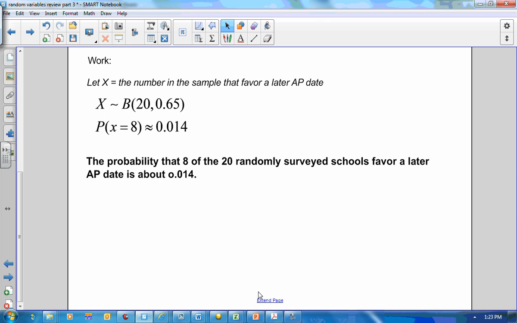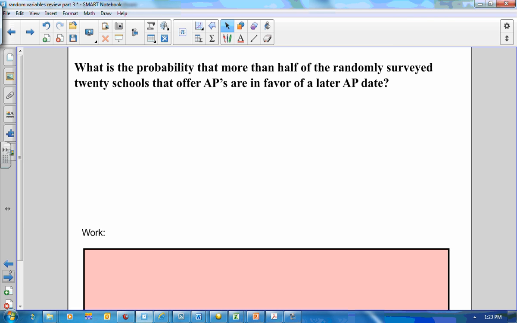So basically define your random variable if they haven't defined it for you. State the distribution and its parameters. Here the parameters are n and p. Show what it is you're finding, and then you can go to your calculator to get that probability. And then just a quick sentence in context, the probability that 8 of the 20 randomly surveyed schools favor a later AP date is about 0.014.